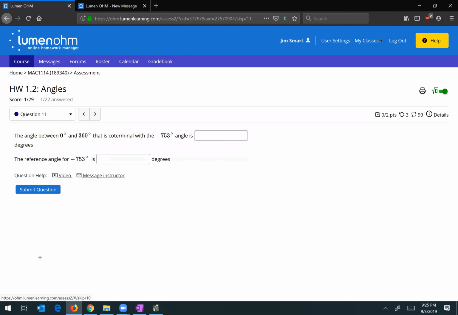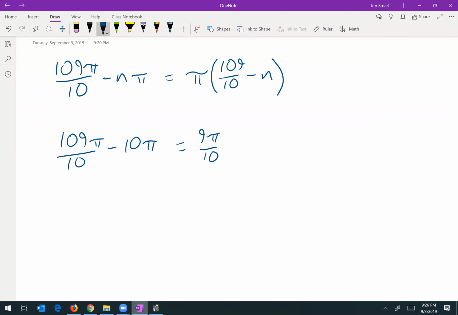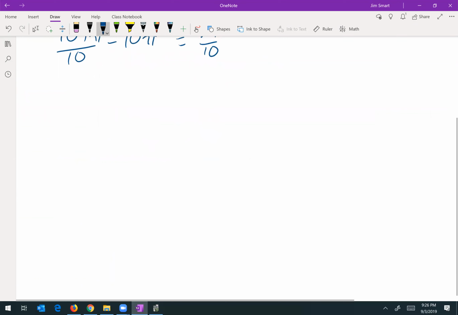I got most of these right, where you have to find the coterminal angle within 360 degrees and then the reference angle. But I feel like my answer is correct, but it's telling me that it's wrong. So for this one, why don't you give me your original angle? The angle was 3,311 degrees.